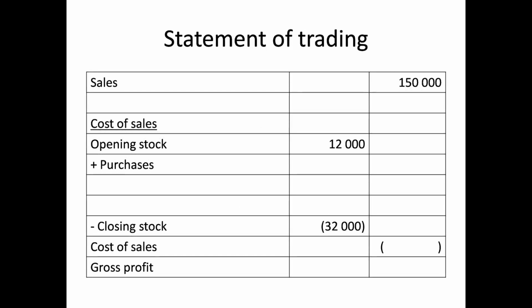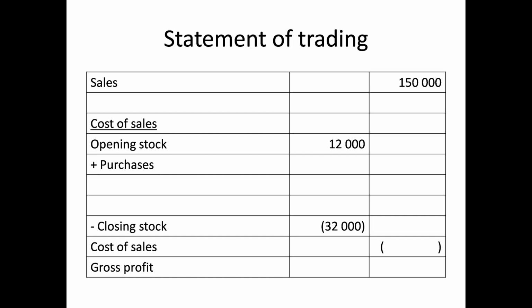Now look at your statement of trading. You have the sales value, opening stock value and the closing stock value. You don't have the cost of sales, gross profit and purchases value. Three figures are missing, so you can't continue with this statement of trading. So you have to continue with the other figure given. What's the other figure given? That was margin. They have given margin as 50%.